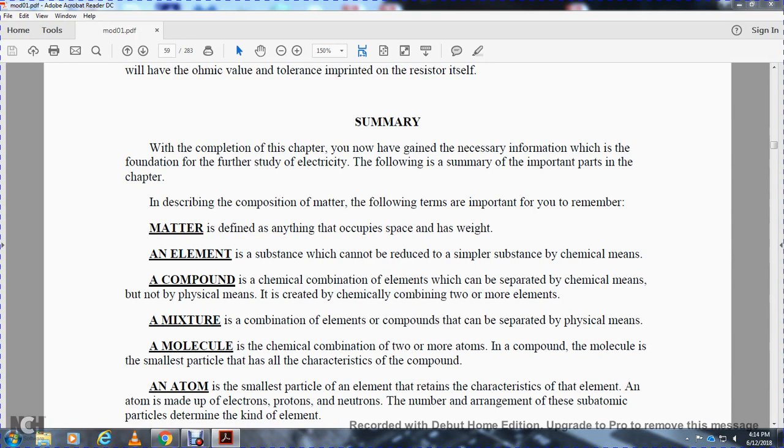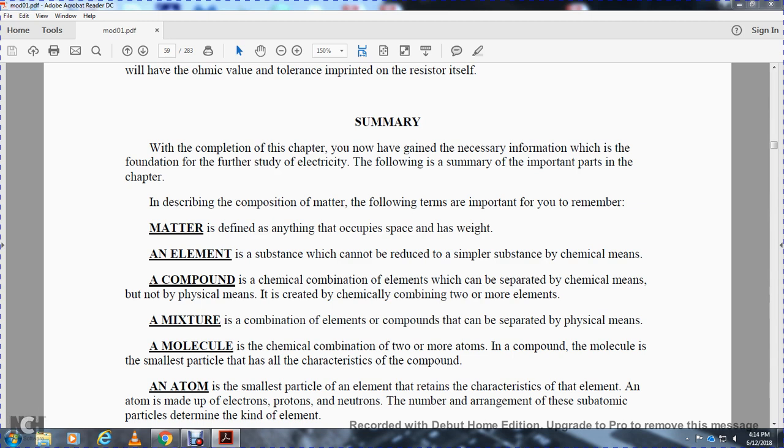Matter is defined as anything that occupies space and has weight. An element is something that cannot be reduced to a simpler substance by chemical means. A compound is a chemical combination of elements that can be separated by chemical means, created by chemically combining two or more elements. A mixture is a combination of elements and compounds that can be separated by physical means. A molecule is the smallest particle of a compound that retains all the characteristics of the compound. An atom is the smallest particle of an element that retains the characteristics of the element.